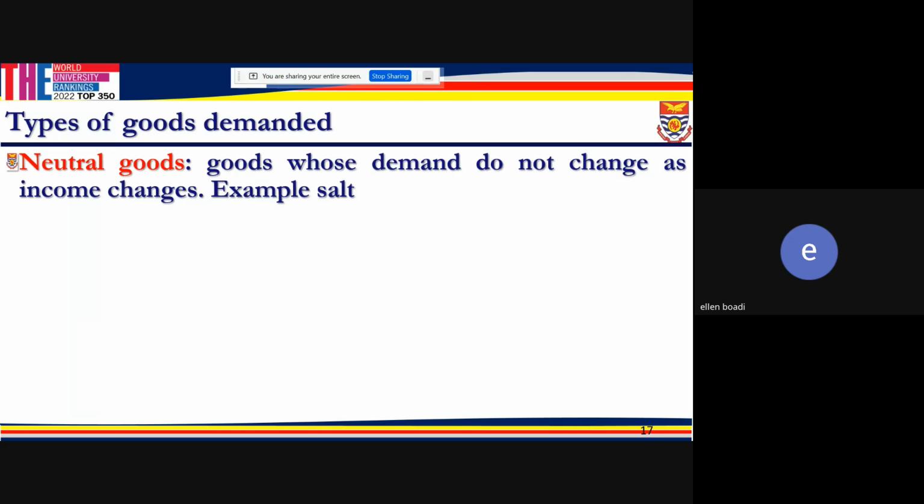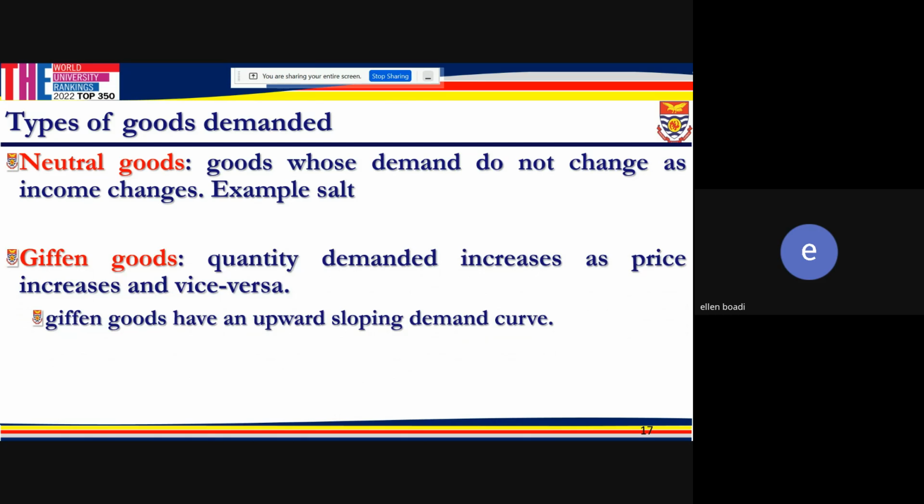For some commodities, regardless of the price, we still buy the same. Nobody will say that the price of salt has increased, so he's going to put more salt in his food. Normally, there are some goods where if price or income changes, the quantity stays the same. So it's not like your income has increased, so you are going to put more salt in your soup now. Those are neutral goods.